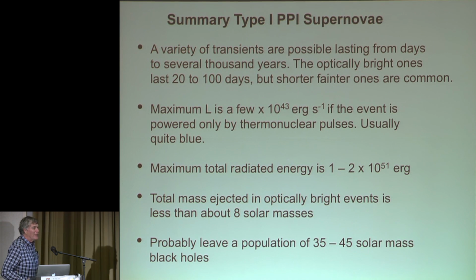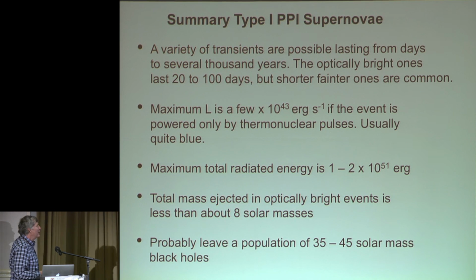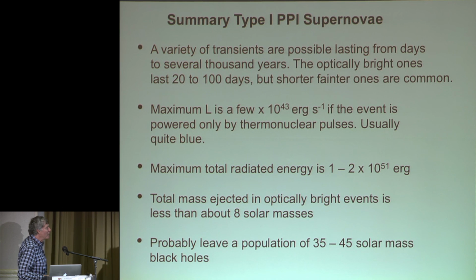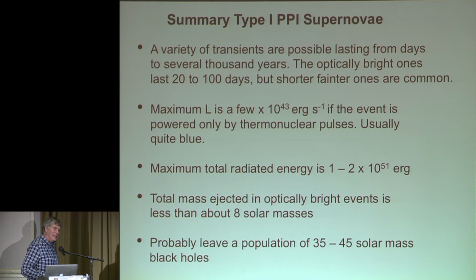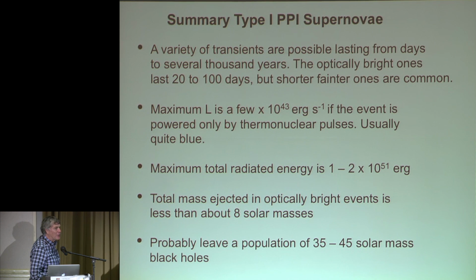And so a summary for type 1, there's a variety of transients happening. Typically 20 to 100 days, maximum luminosity a few times 10 to the 43 for type 1 for pulsational pair. So if Assassin's type 1 is not any pulsational pair, without some other big energy input, we'll come to that. But maximum of the unadulterated pulsational pair model, a few times 10 to the 43.